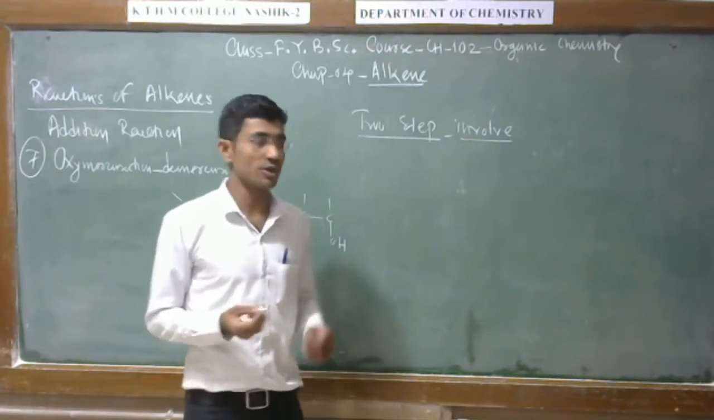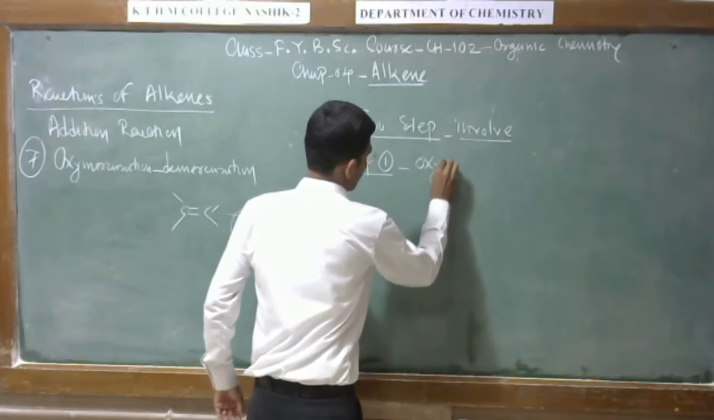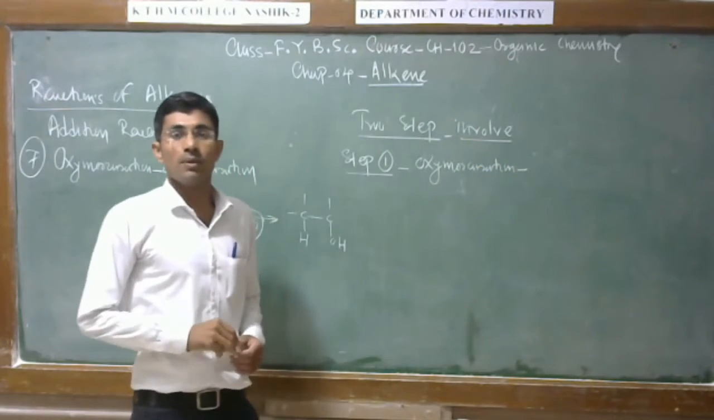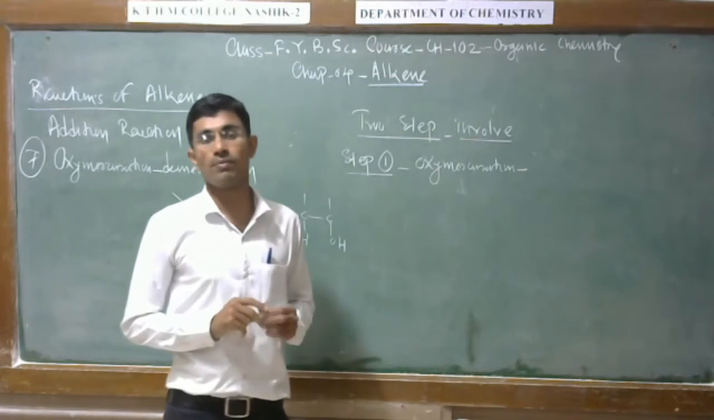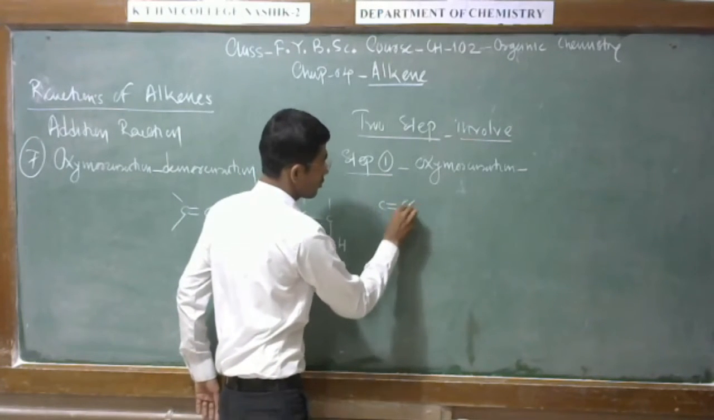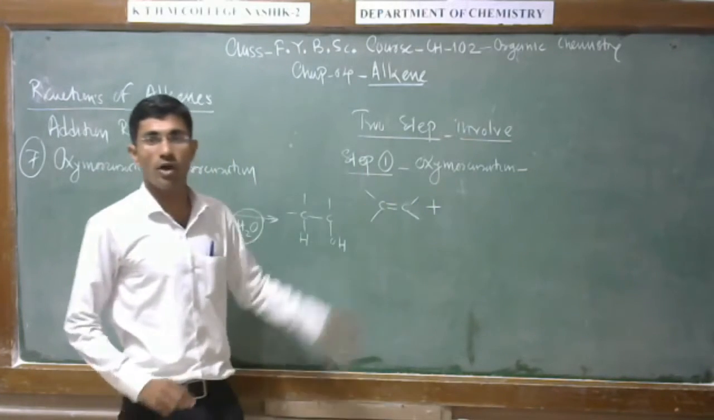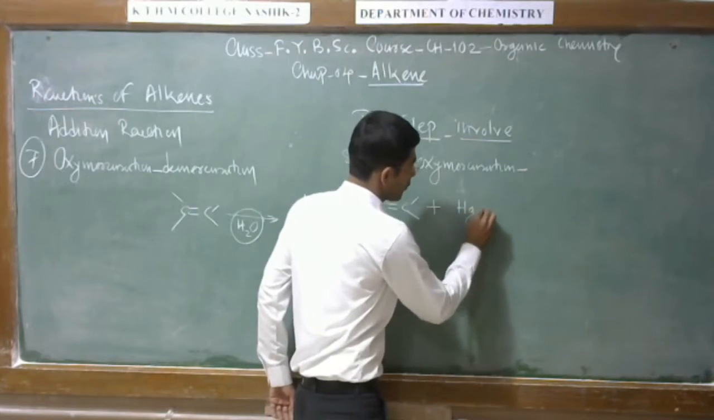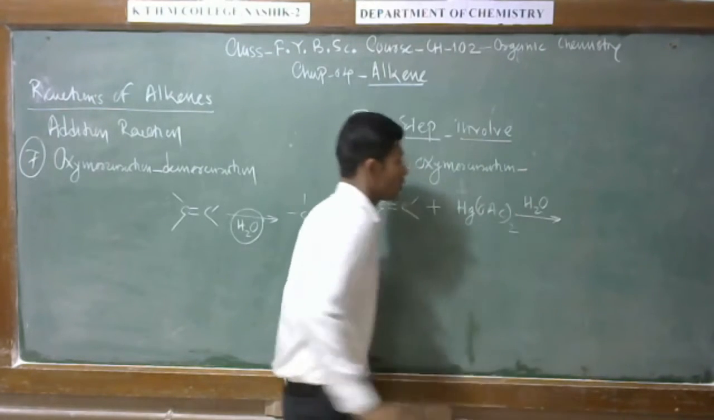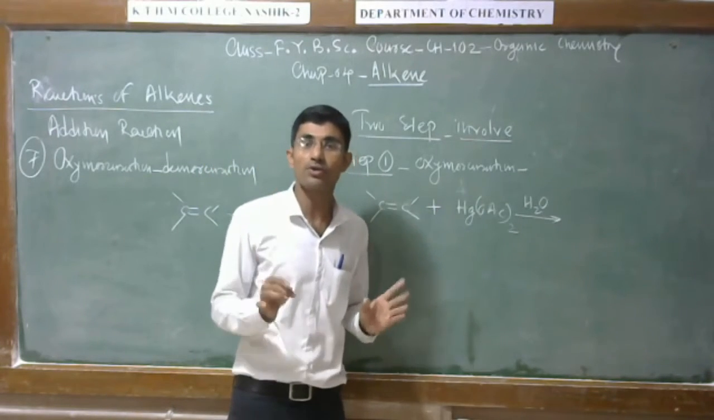First step is the oxymercuration. In step 1, oxymercuration occurs, means in the oxymercuration step, the double bond of alkene interacts with mercury acetate. So in the first step, the double bond of alkene interacts with an aqueous solution of mercury acetate.